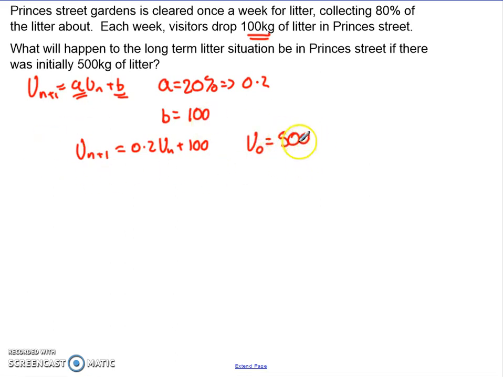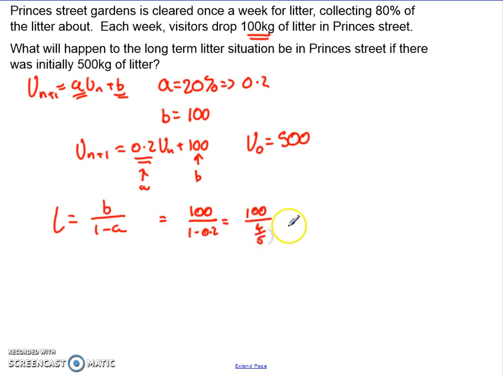Now we could plug all these values in together and work it through gradually, but we're able to look here and say, well, the size of that is less than 1, we know a limit exists. So what we're able to do is look at the long-term effects in one step using our limit formula, B over 1 minus A. Looking at the formula, there's our A, we know that, and there's our B, it's the 100. So we know it's going to be 100 divided by 1 take away the 0.2.